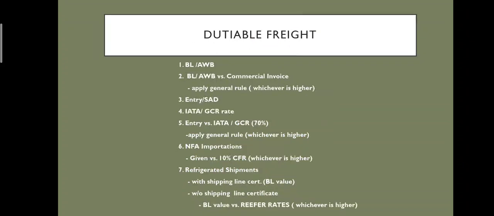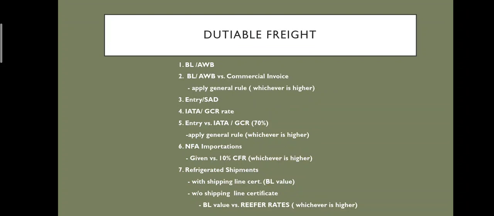Next, under dutiable freight, there are 7 rules. First rule, bill of lading or airway bill. Second, bill of lading or airway bill versus commercial invoice. Apply the general rule, whichever is higher. Rule number 3, entry or SAD. Rule number 4, IATA or GCR rate. Rule number 5, entry versus IATA or GCR rate, and it's 70%. You have to apply the general rule, whichever is higher between the two.